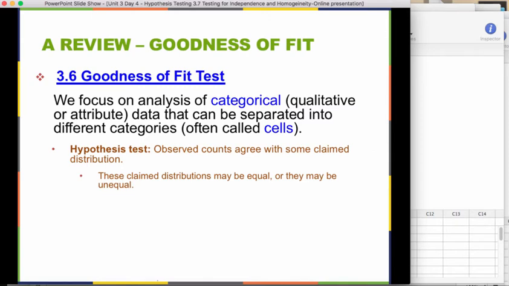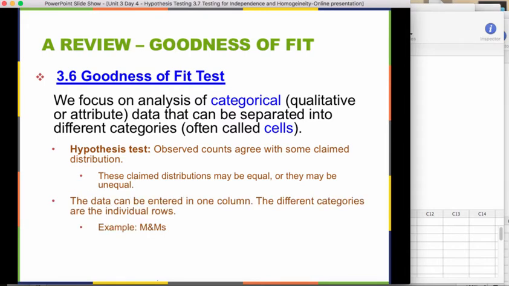So to review the idea of the goodness of fit test, we're going to do a fun example involving M&Ms. The hypothesis test of a goodness of fit test is that the observed counts agree with some claimed distribution. Now these claimed distributions might be equal proportions or equal frequencies, or they may be unequal, like unequal proportions or unequal frequencies. And we usually know that ahead of time before we begin running the hypothesis test. In order to do this, the data can be entered in one column, and the different categories are going to be the individual rows, like in any statistics software. The type of software we're going to be using for this example is Minitab Express.